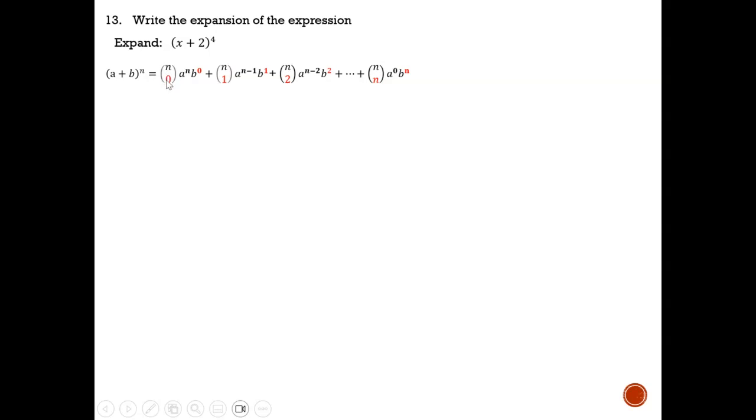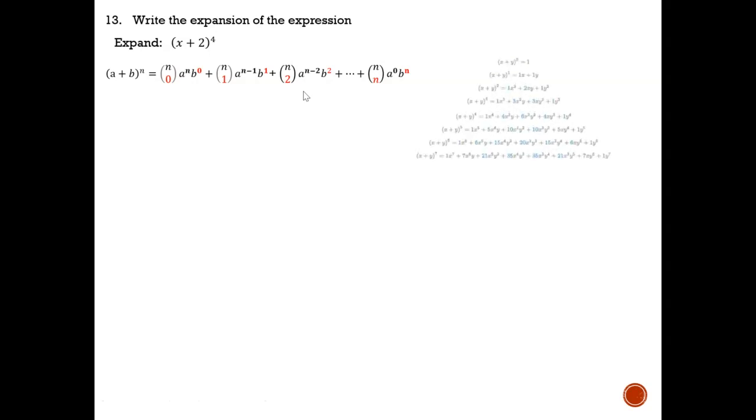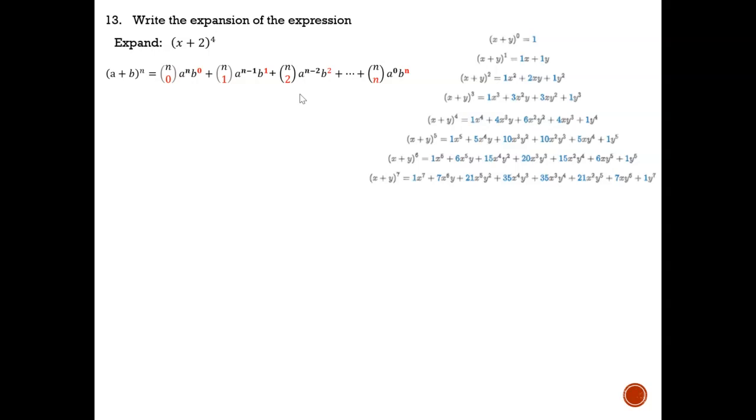So, for example, n choose 0 goes with b to the 0, n choose 1 goes with b to the first power, and n choose 2 goes with b squared. So this is crucial, guys, when you're finding a particular term. It's going to make more sense as I go along. Now, for example, x plus 1 to the 0 power is going to give us 1. x plus 2 to the first power will be x plus 2, because this leads to Pascal's triangle.